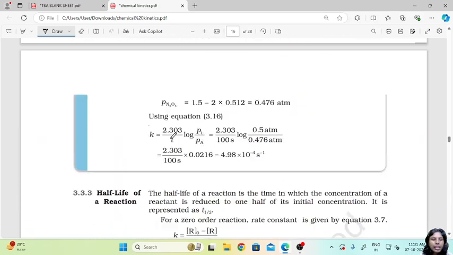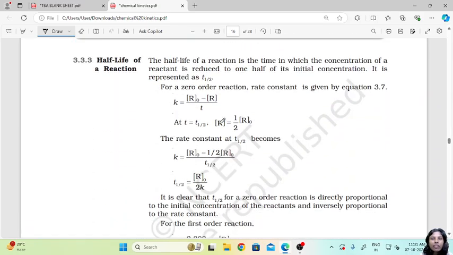Now next, let's talk about the half-life of a reaction. Now what is this half-life of a reaction? The half-life of a reaction is the time in which the concentration of the reactant is reduced to half of its initial concentration. So whatever the concentration was initially, at half-life it is reduced to half. It is represented by T half.